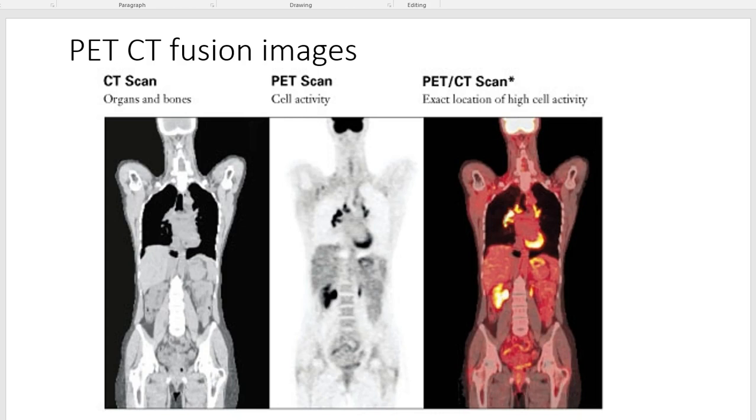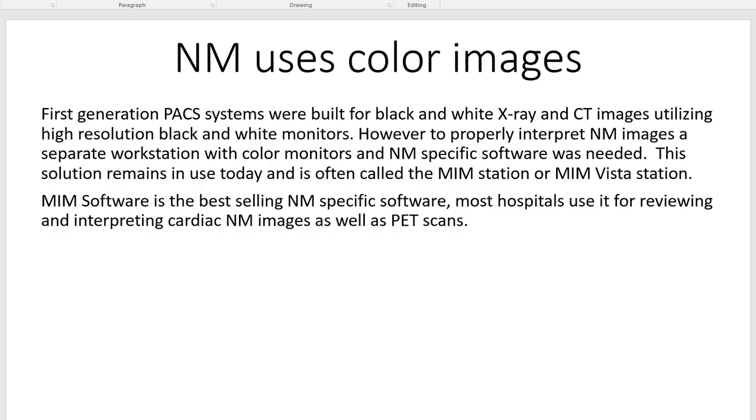Most important, you have a lot of nuclear medicine images with color, and color is very important. You can't diagnose that on a black and white monitor. So, as I said, NucMed uses color images. First generation PACS systems were built for black and white X-ray and CT images, utilizing high-resolution black and white monitors. Now, as we've progressed, particularly in the last 2 or 3 years, we're seeing more and more color monitors being used for general X-ray reading.